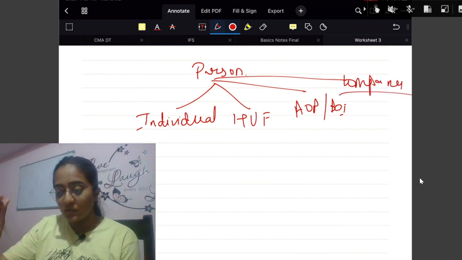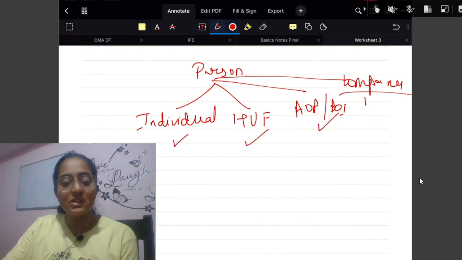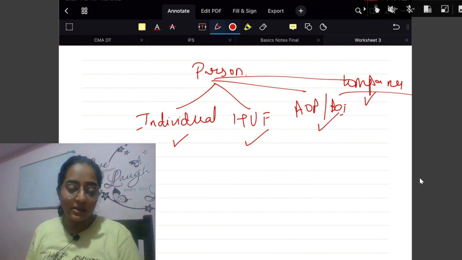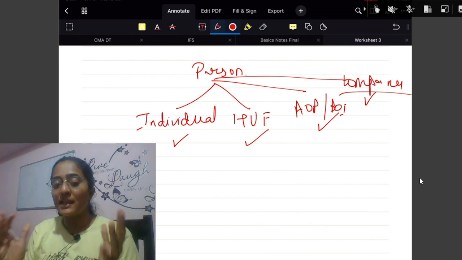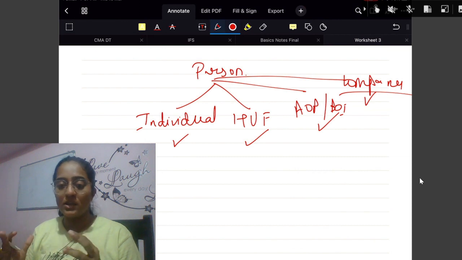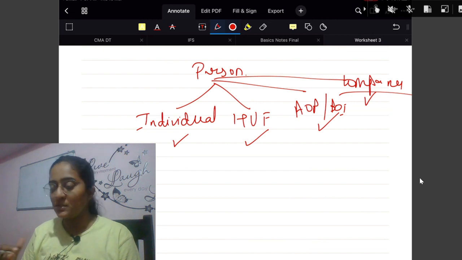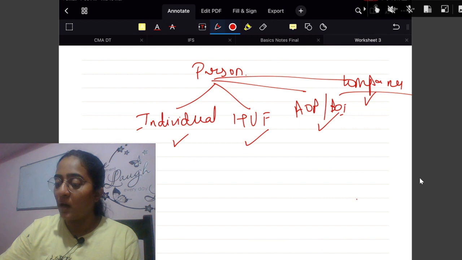So in today's class, let's try to understand the tax rate that is applicable for these persons as per our Income Tax Act. What is the tax rate that is applicable? Basically, all the slab rates and rates which need to be considered for taxation purposes will be provided by the Finance Act.